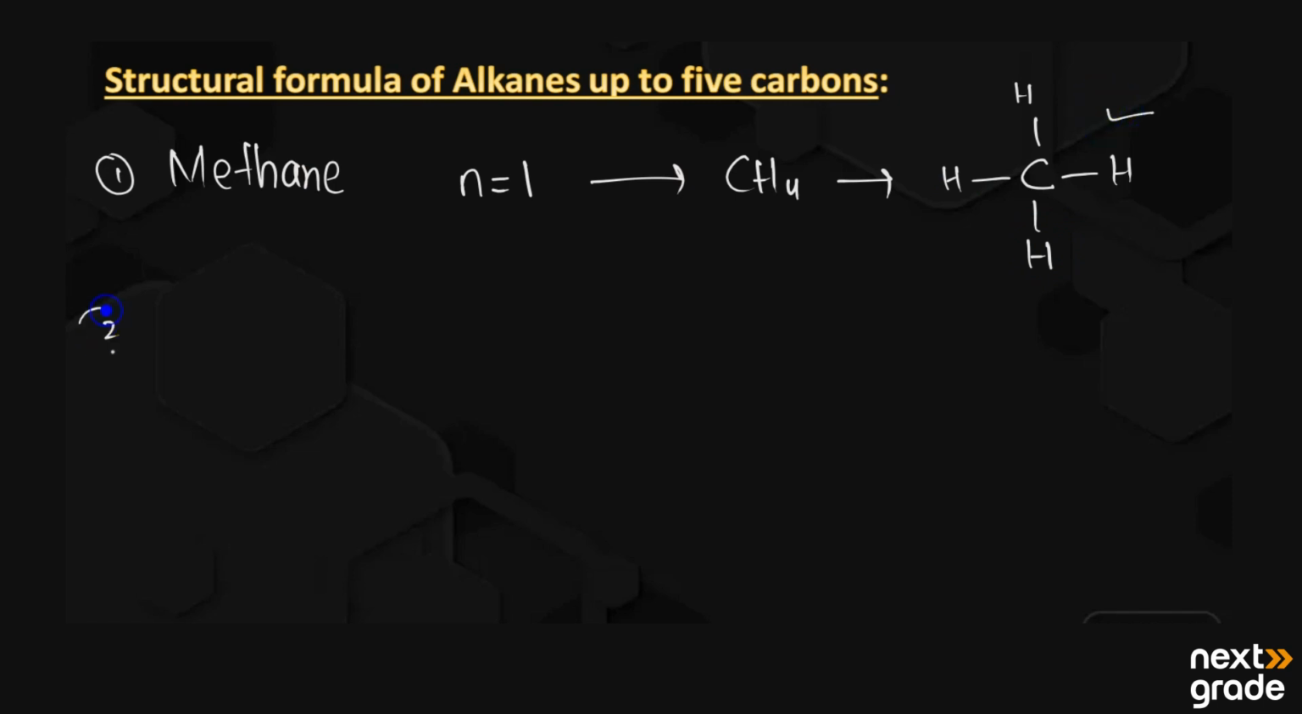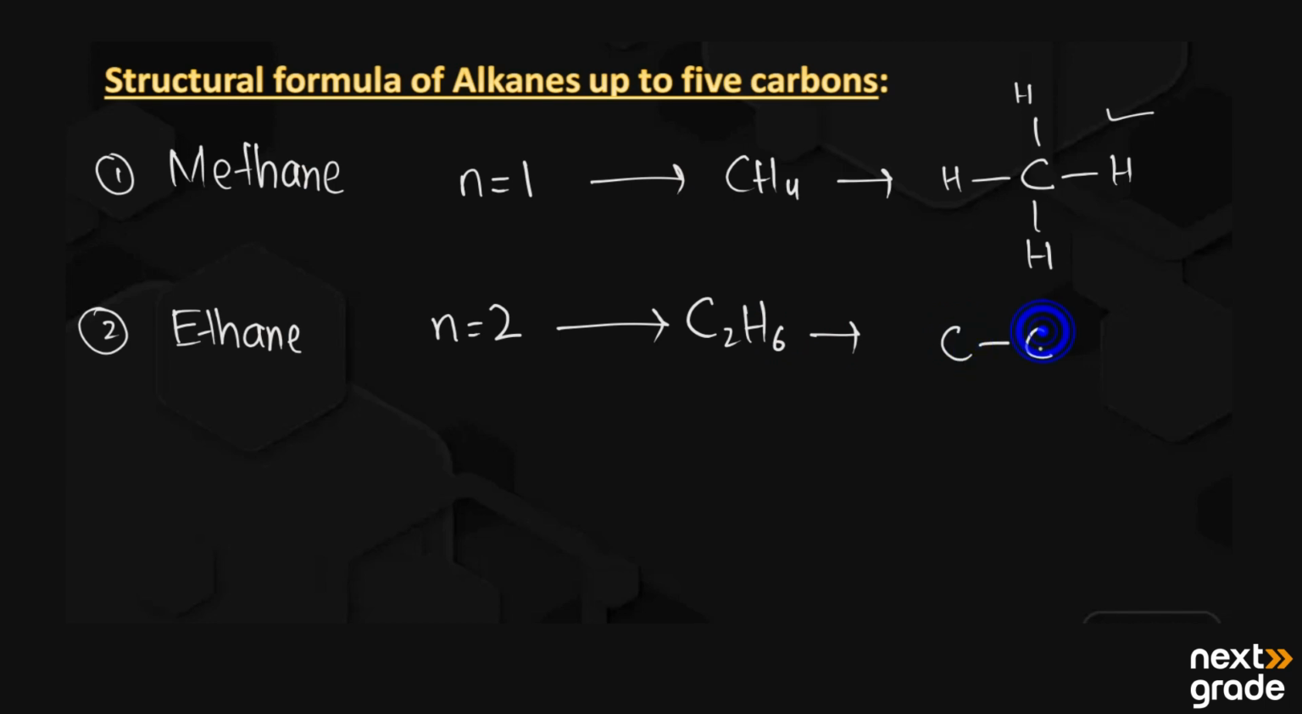In ethane we have two carbon atoms, n is equal to 2, and the molecular formula is C2H6. Its structural formula has two carbon atoms with three hydrogen atoms around each carbon atom. This is the structural formula for ethane.